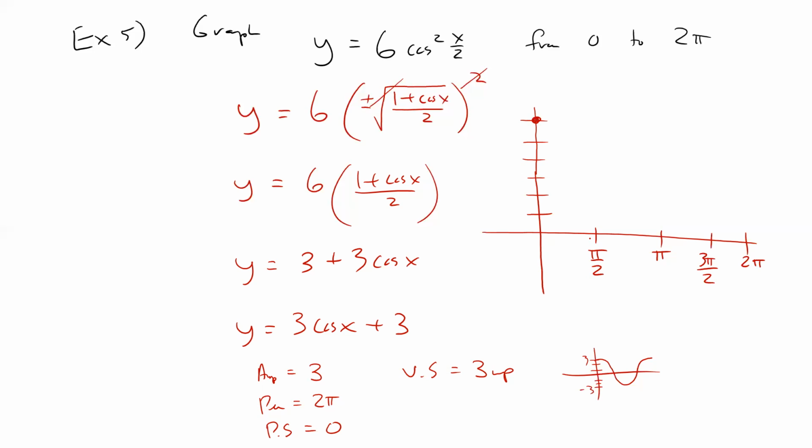By the time we get to pi over 2, we're still shifting up 3 units. So we're going to be right here. We're going to be actually at 3. As soon as we hit pi, we actually hit the 0 marker. There it is. And then we go up to 3 again. And then by the time we hit the 2 pi, we're at 6 again. So it should look.